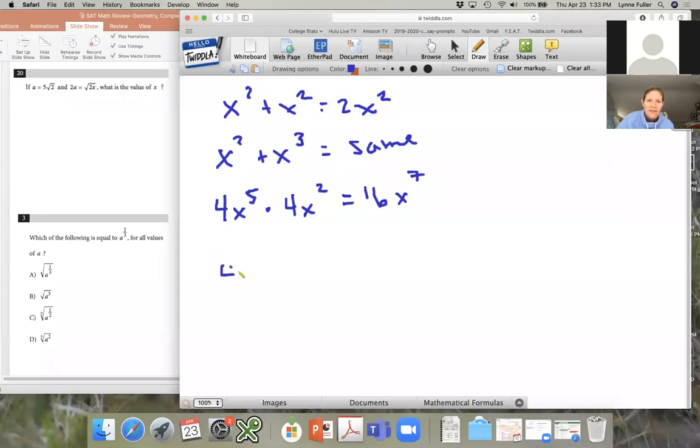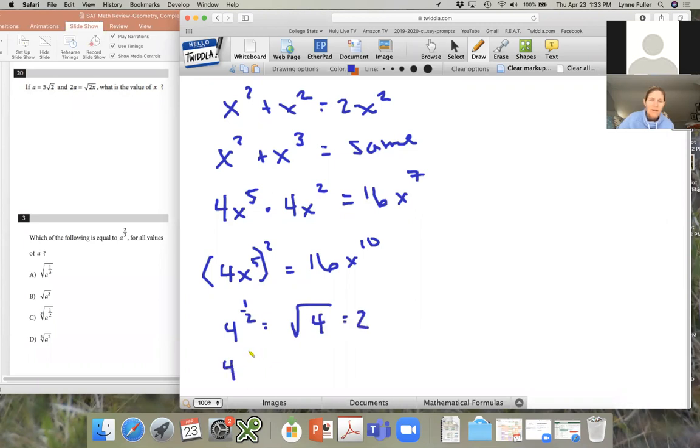If I had 4x to the 5th quantity squared, again, I'm going to raise my whole number term to that power, so I would get 16. But now I'm going to multiply my exponents. I'm going to raise the power by multiplying it, so it'd be x to the 10th. If I had 4 to the 1/2, that's the same thing as the square root of 4, which is 2. If I had 4 to the 2/3, let's say, that would be the cube root of 4 squared.